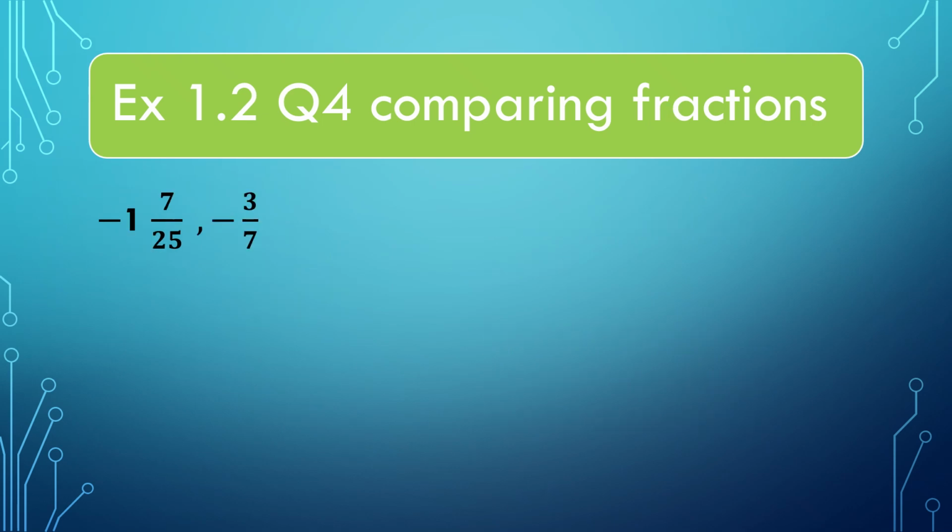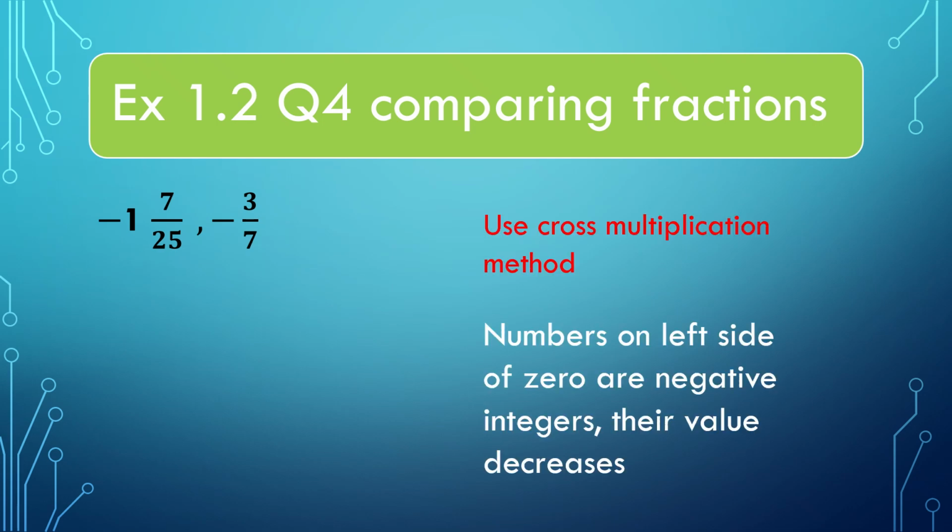Now question number 4, another part of the same question. Now we have both negative rational numbers, or negative fractions, and we have to compare them. The rule is the same. We will use the cross multiplication method, and we all know that the numbers on the left side of zero on the number line are negative integers and their value decreases. Here we have both negative numbers and both are unlike fractions. First of all, we will convert this mixed number to an improper fraction. Then again cross multiplication will tell us which fraction is smaller or greater.